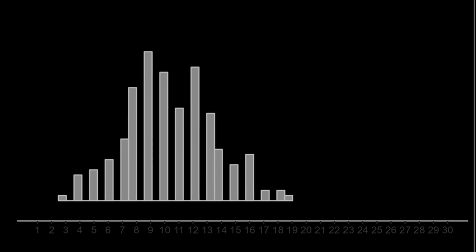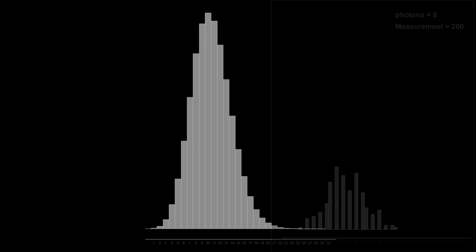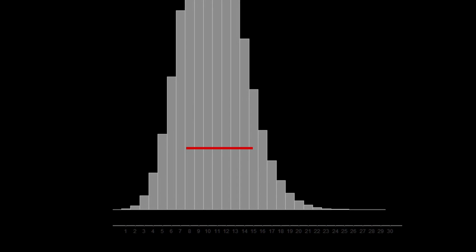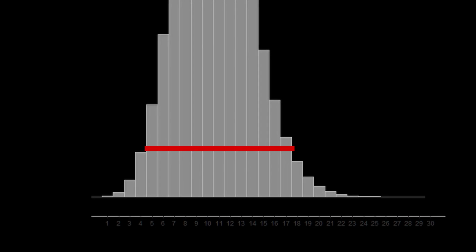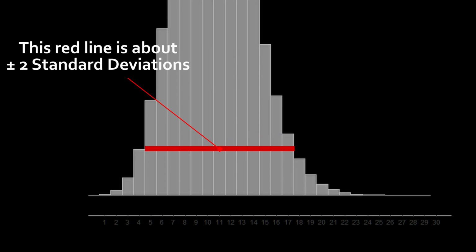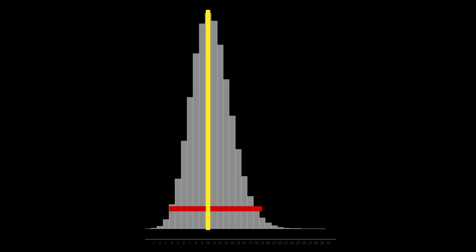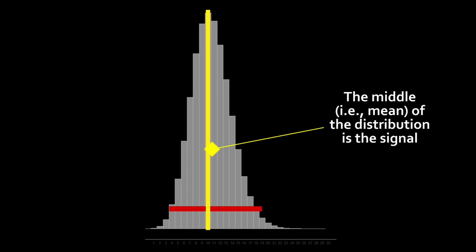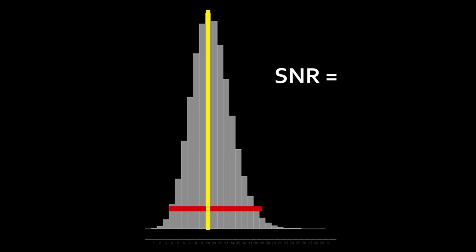After a bajillion, that's probably a real number, right? It looks like this, a Poisson distribution. Believe it or not, this distribution tells us everything we need to know about the signal-to-noise ratio of our target for one subframe, assuming there's no light pollution or any other noise. The middle of the distribution is our signal. The spread of the distribution, measured as the standard deviation, also known as sigma, is the noise. Divide the signal, or the middle of the distribution, by the noise, and you get the SNR.